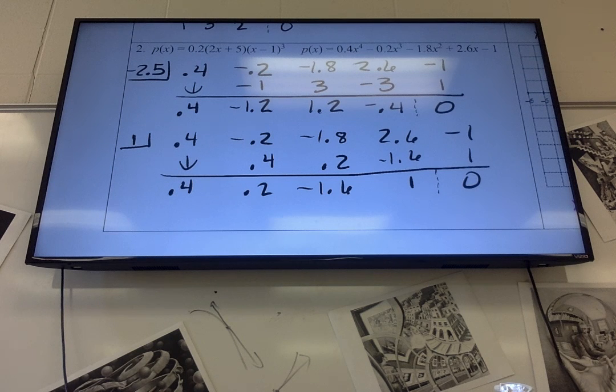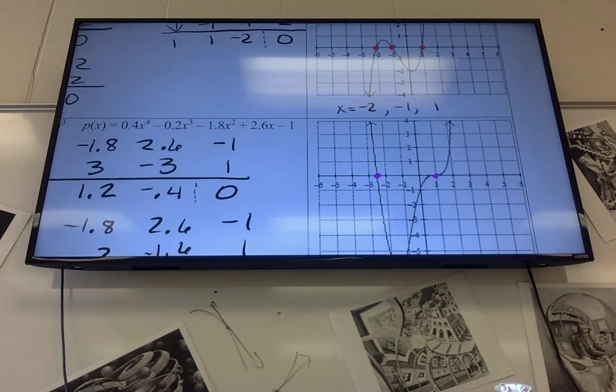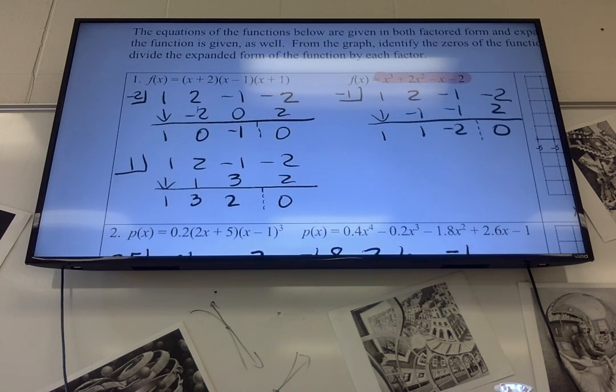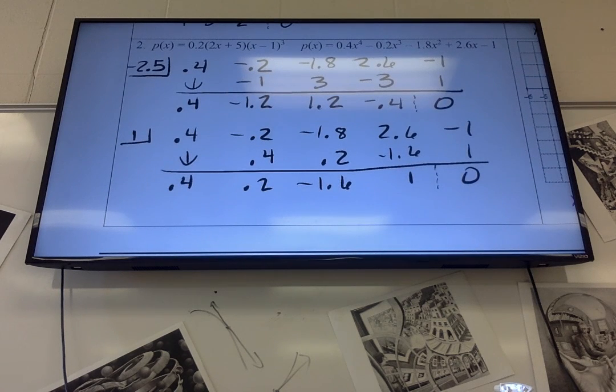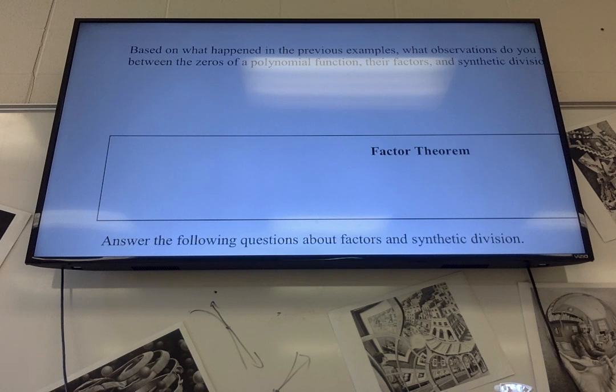So, what do you notice about the zeros and what you end up with, the remainder? The remainder is 0. Yes. If it is a zero, if it's where it crosses the x-axis, when you plug it in or you try to synthetically divide, you're always going to end up with a remainder of 0. That's how you know it's a factor. That's how you know when you set it equal to 0 and you get the x-intercept. So I'm going to shorten this.